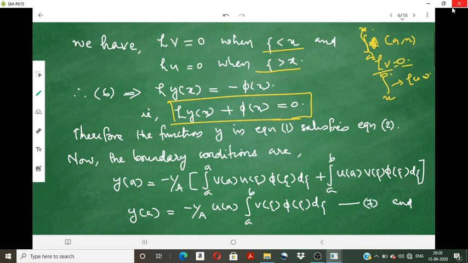When we substitute x as a in y of x, the first integral will vanish, and the value of y of a will be minus 1 by a, u of a, into the integral from a to b of v theta phi theta d theta.